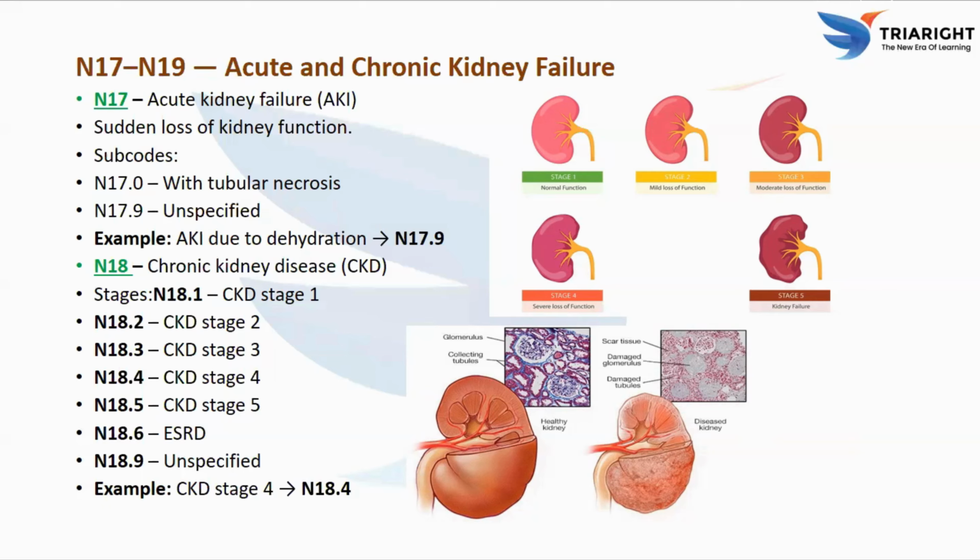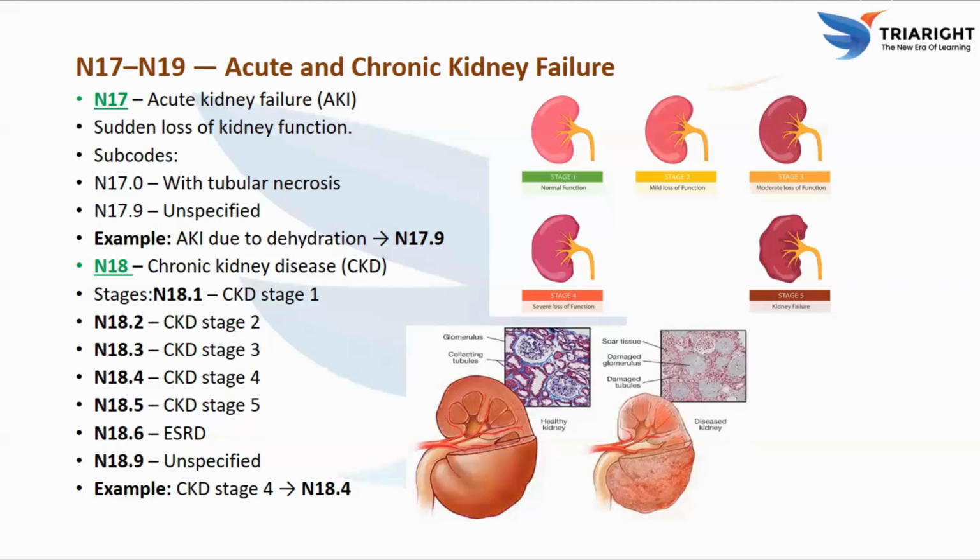So what are the important subcodes? N17.0 with tubular necrosis. The kidney tubules, these tiny tubes that filter waste, get damaged. What are the common causes? Severe dehydration, sepsis and toxins. Next, code N17.9, acute renal failure unspecified. This is used when the exact cause is not mentioned. What is the example? Acute kidney failure or acute kidney injury due to dehydration. Which code will you assign? N17.9.